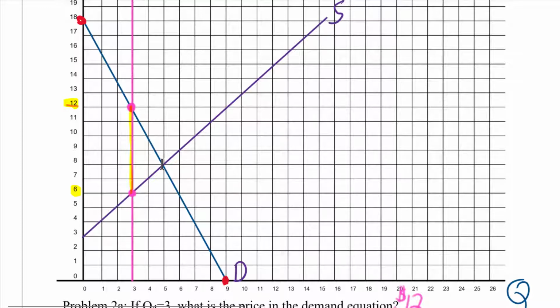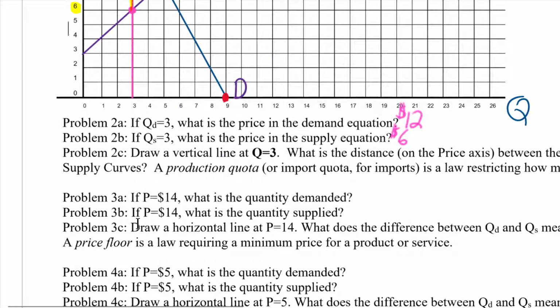We're not at equilibrium. For some reason, we're only selling 3 units instead of 5, which looks like the equilibrium quantity. Now, one reason we might be stuck here at a quantity of 3 is sometimes the government will pass a law called a production quota. Now, sometimes there's a similar kind of thing called an import quota, where the government passes a law saying we're only allowed to import a certain amount of a product.